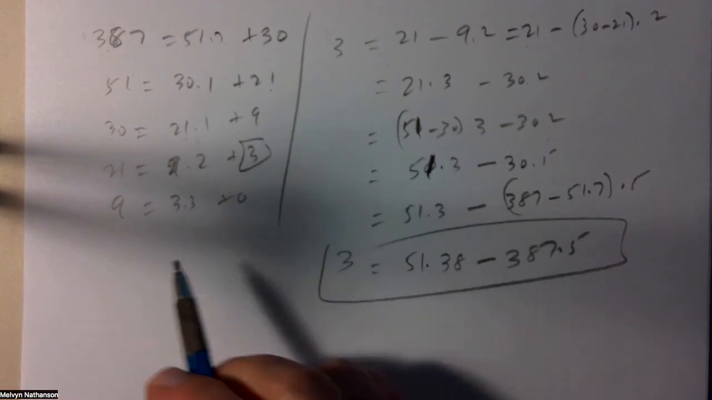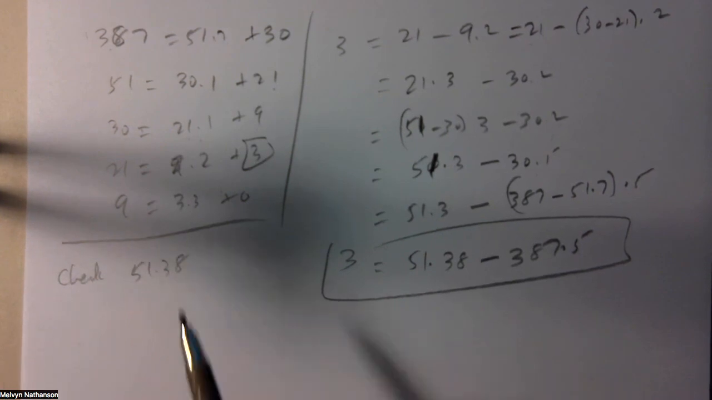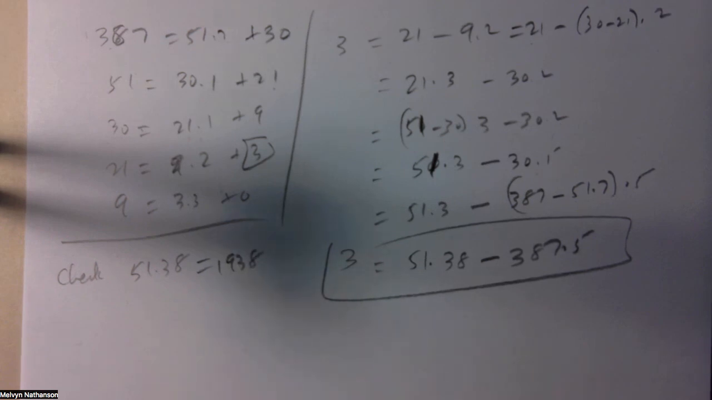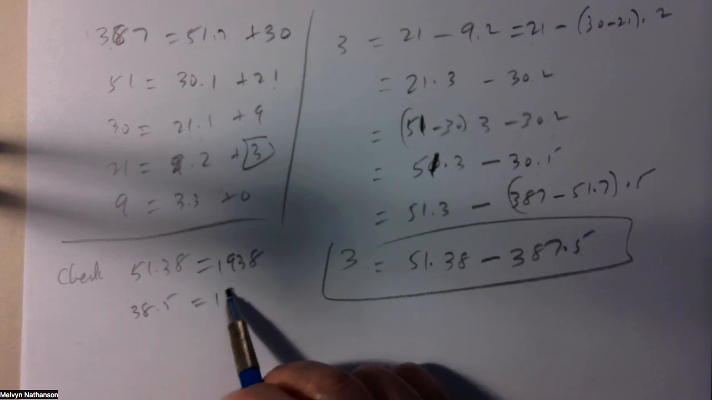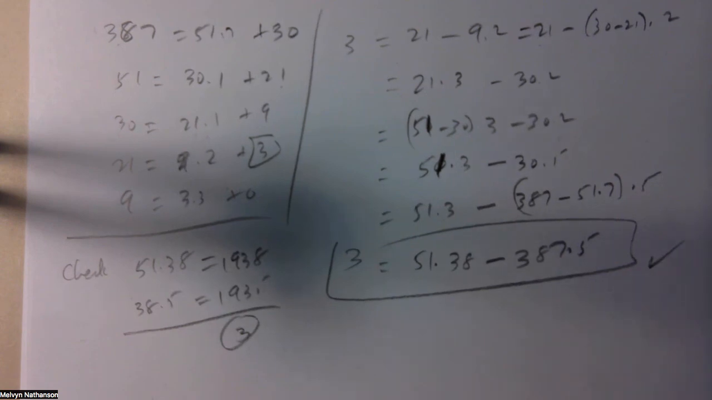Since I always make arithmetic mistakes, I always like to check. So what is 51 times 38? 1938. What is 387 times 5? It's 1935. If I subtract, I get 3. So this is 100% correct.